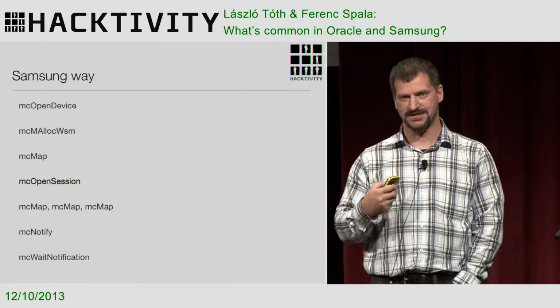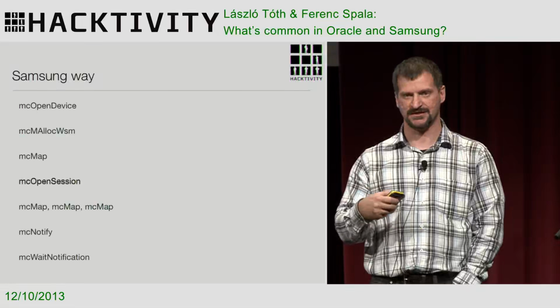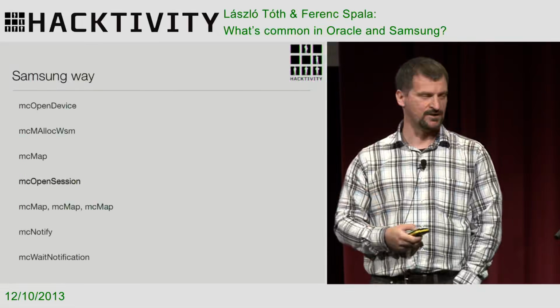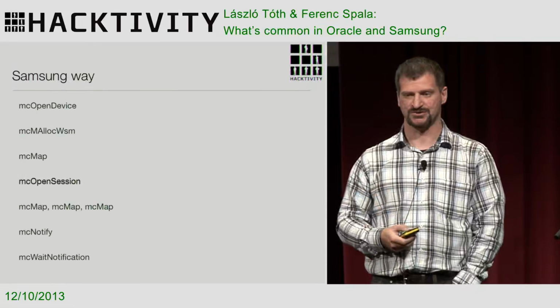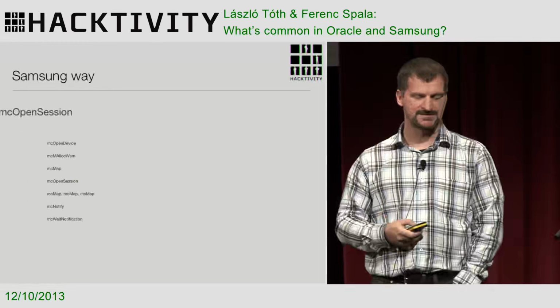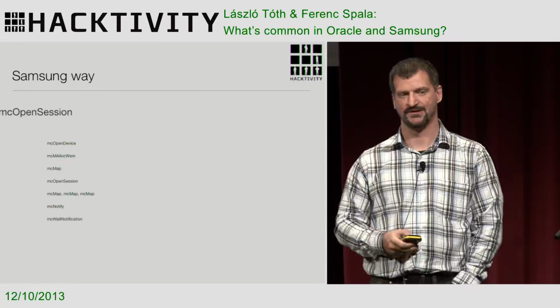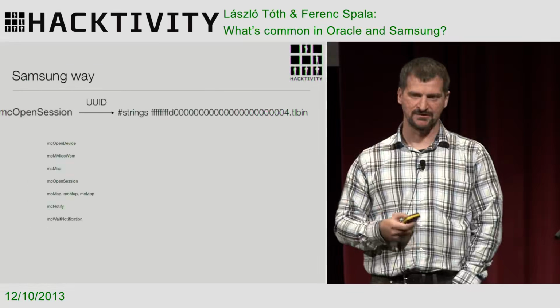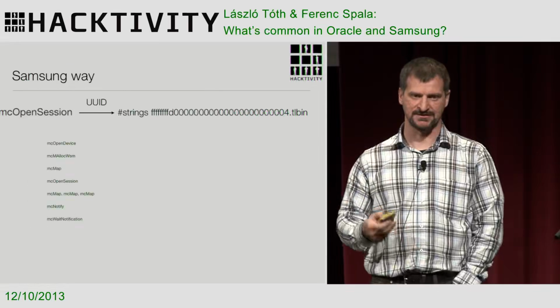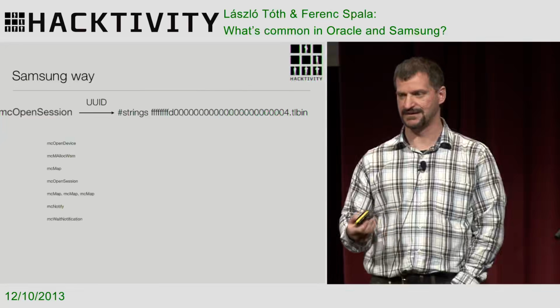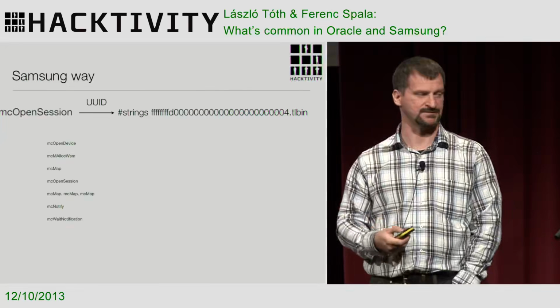There is a good analysis on the SensePost blog. How can you analyze this method of communication? The MC open session can be used to set up a session to a specific trustlet. The supplied UID can be used to identify the trustlet on the disk. In theory, it should be encrypted and signed, according to SensePost.